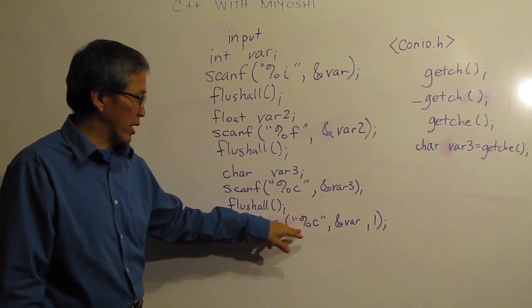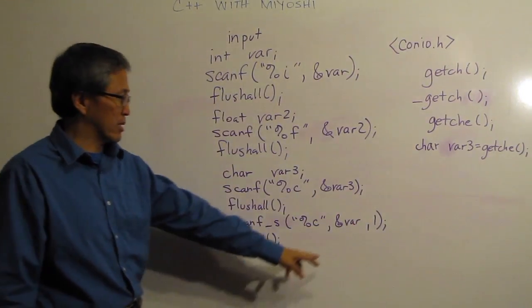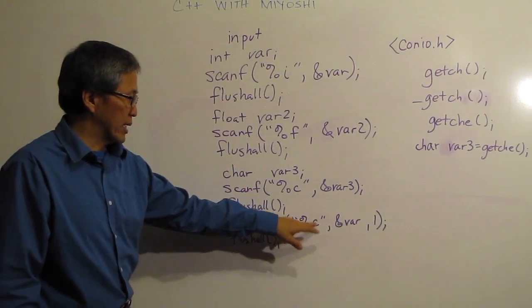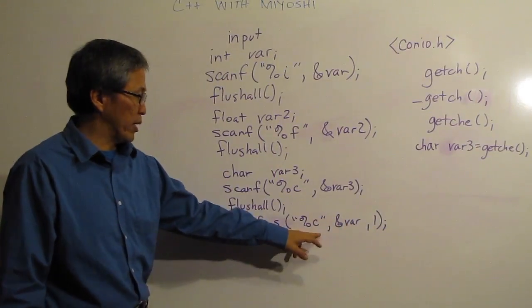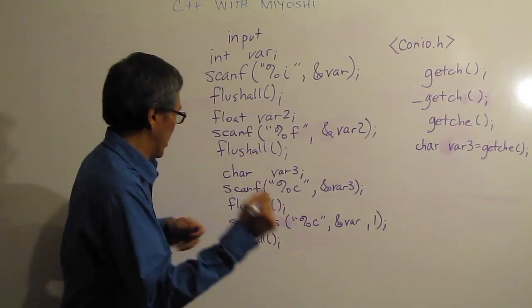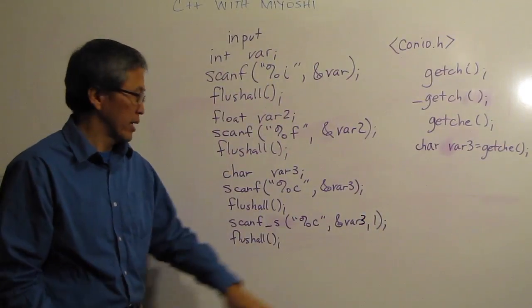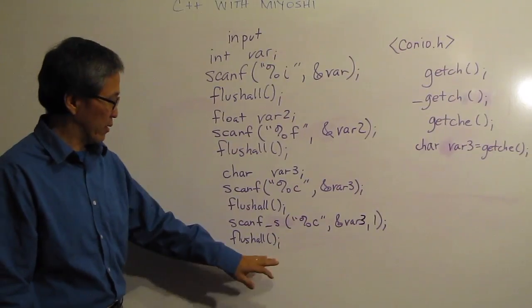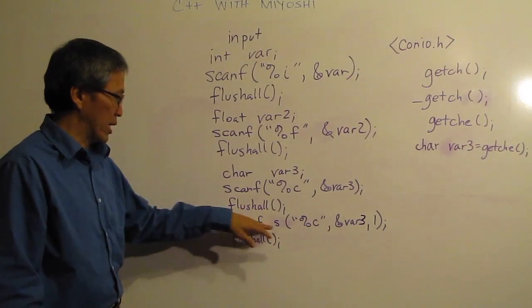And so what you can do there, it's just got one other thing. It's got this comma 1. That's because it tells you how many characters you can grab to get that C. So it's going to just grab my one character and stick it into var3. Just that one character goes in there, %c again. And again, we want to use flushall after all our scanfs, whether scanf or scanf_s.